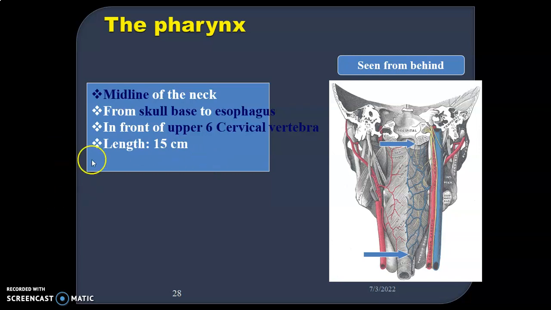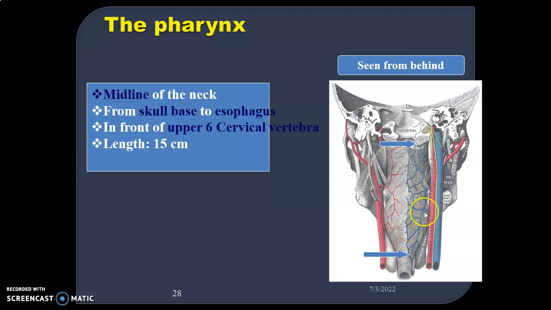In this lecture series I'm going to discuss the anatomy of the pharynx. The pharynx is in the midline of the neck, so it's a midline neck structure that runs from the base of the skull to the esophagus. You can appreciate here the superior constrictor muscle, the middle constrictor, and the inferior constrictor muscle.